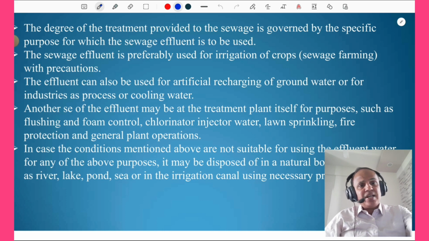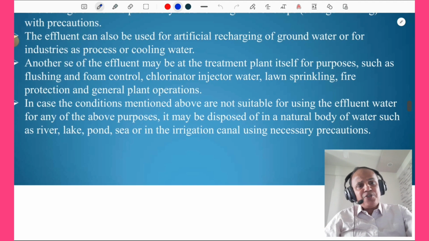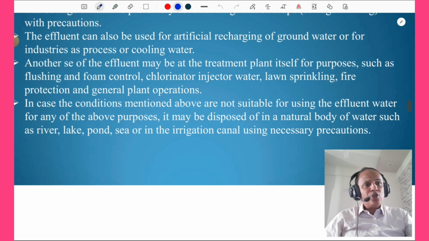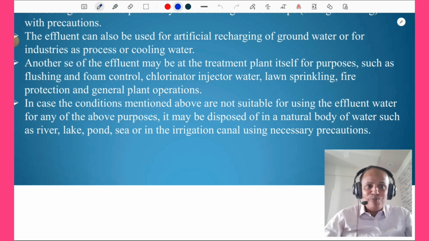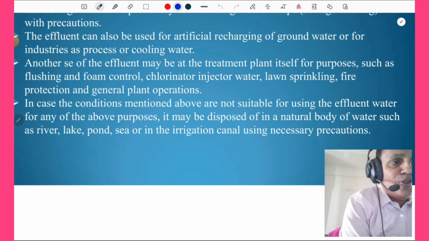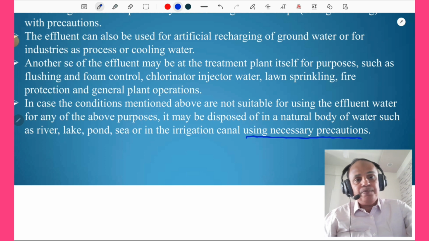In case the conditions mentioned above are not suitable for using the effluent water for any of the above purposes, it may be disposed of into a natural body of water such as a river, lake, pond or sea, or irrigation canal, using necessary precautions. You must underline that, using necessary precautions. That is very important.